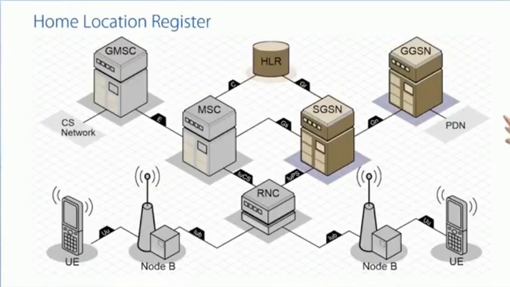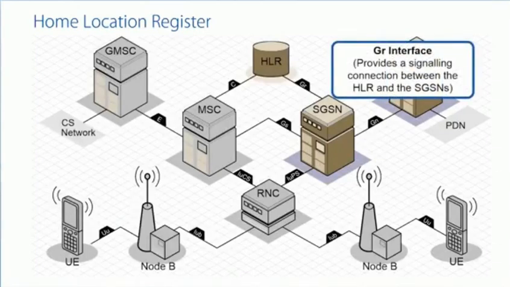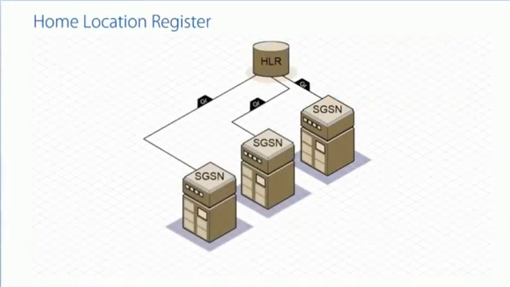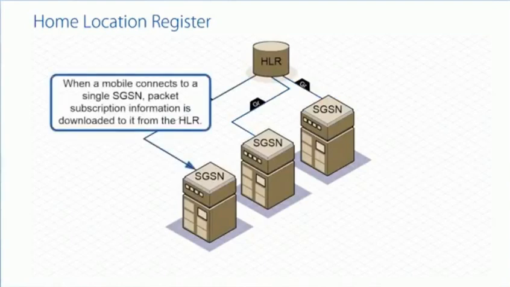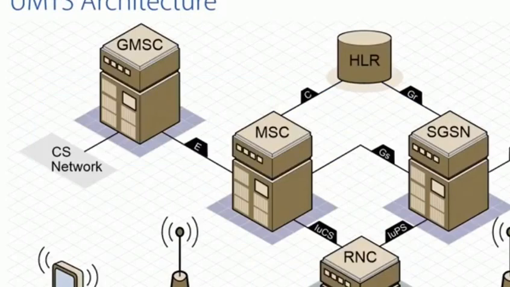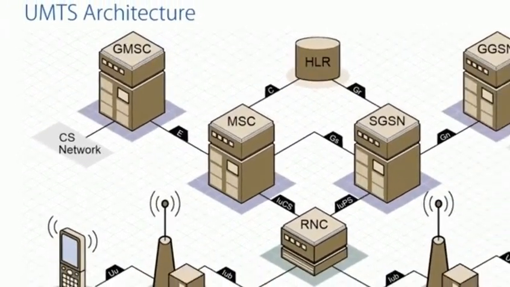The other thing to point out is we also have connectivity towards the HLR. So like we had the C interface on the circuit switch side, we've got the GR. G again for GPRS, R I always remember register, it's a HLR, it's a register. So we have this GR interface downloading your profile information. So as you connect, you will connect onto one SGSN and we will download your profile information to that SGSN. Obviously different users on different SGSNs, the HLR will be downloading the profile to the right SGSN for that particular subscriber. So that concludes a look at all the key functions in the UMTS architecture.